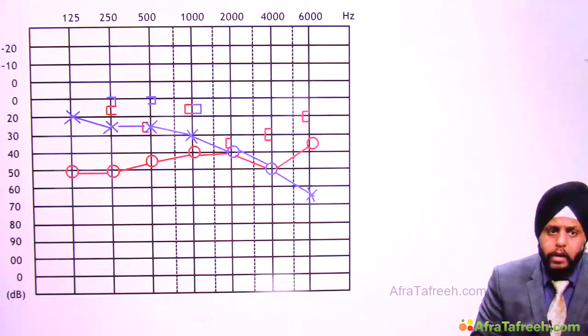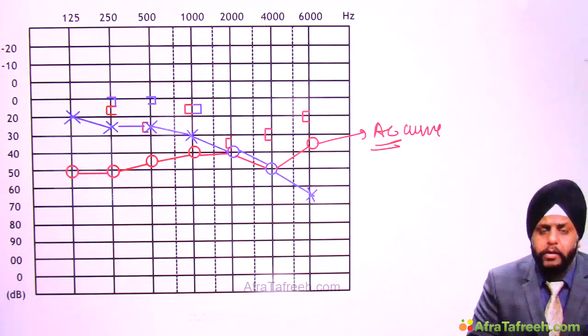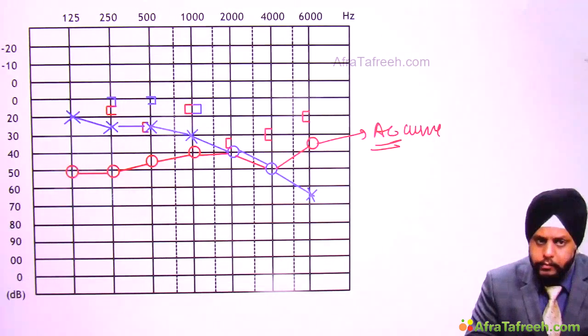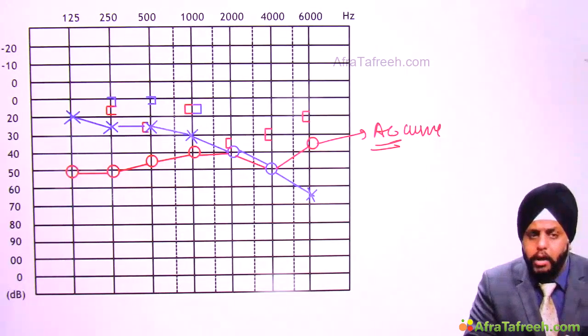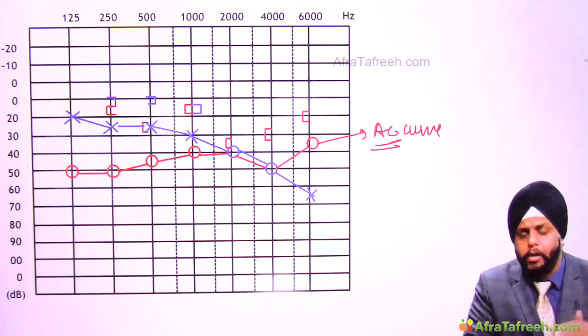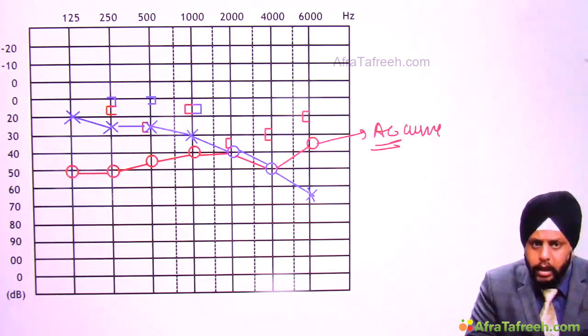Okay, you see this curve. It's a solid line. The red line, it's a solid line. That means this is the air conduction curve. And because it's an air conduction curve, the dip is insignificant. In air conduction curves, dips are not to be seen. Air conduction is marked with a solid line. Bone conduction we mark with a dotted line. We may not even mark the bone conduction sometimes.